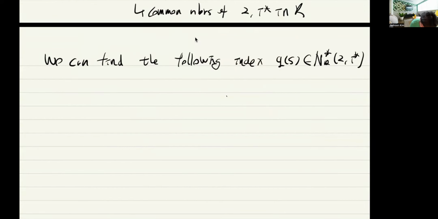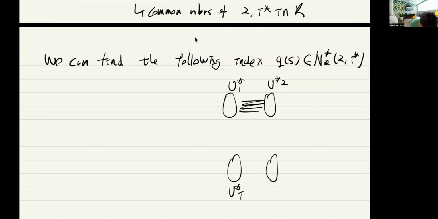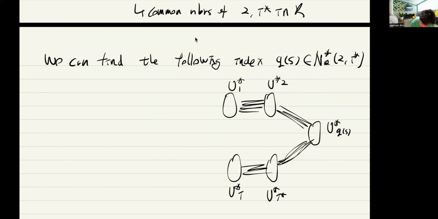And in G, what happened? You have U star 1, U star 2. This is superregular. Then U star I, U star I star, which is superregular. And then you take a U star Q. Then this is superregular, this is epsilon regular, and this is epsilon regular. So these are superregular, and these are only epsilon regular. And this is the picture in G.